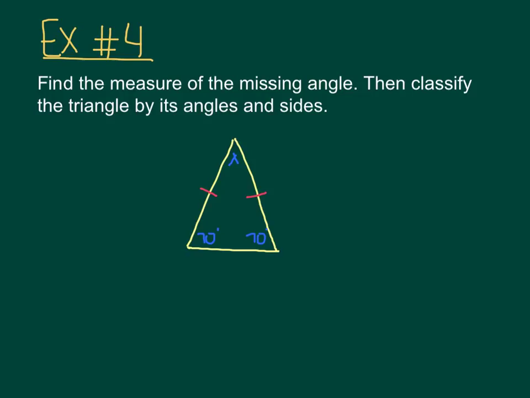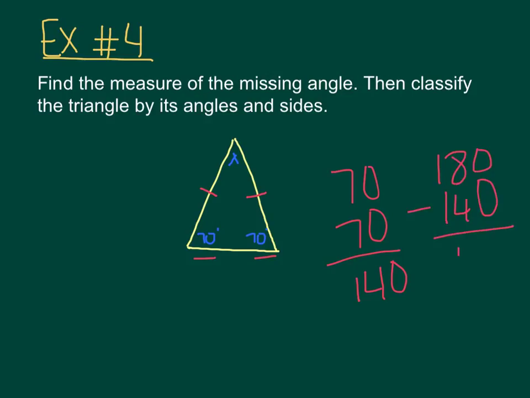And example 4, the missing angle, we have 70 and 70. So when we add those up, we get 140. Subtract that again from 180. So the missing angle is 40 degrees. Now, looking at my angles, I have 40, 70, and 70. All of those are acute angles. All of them are less than 90. So that means this is an acute triangle.